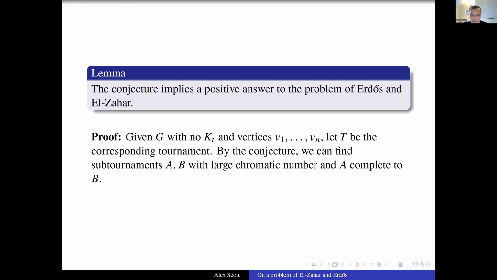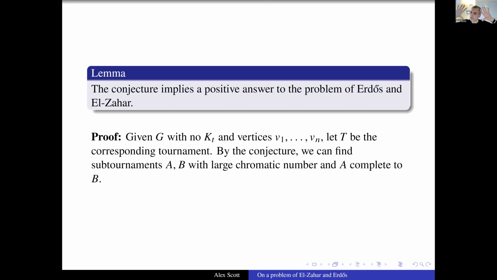So given a G with no complete subgraph on t vertices and vertices v1 up to vn, so I'm specifying the ordering, we translate it across to get a tournament T. And by the conjecture, we can find subtournaments A and B so that they both have large chromatic number and A is complete to B. So that's our setup. Now, that's great in the tournament. It's not so good for the graph at the moment, because when we go back to the graph world, A and B could be interleaved in some complicated way.